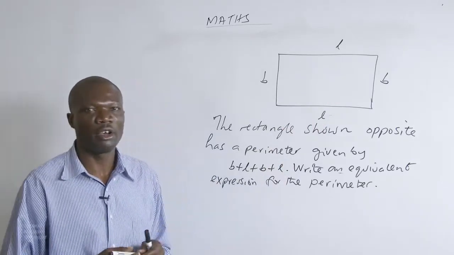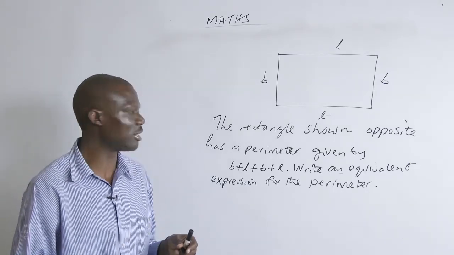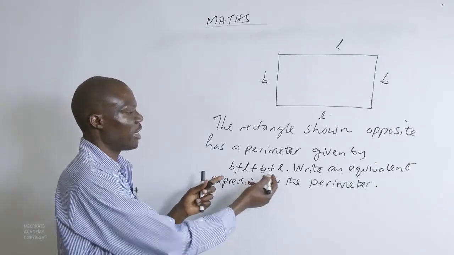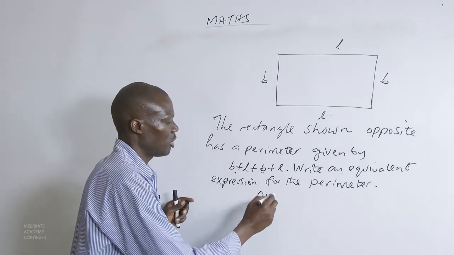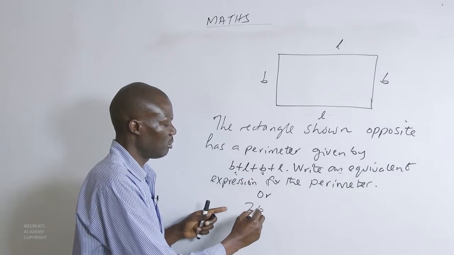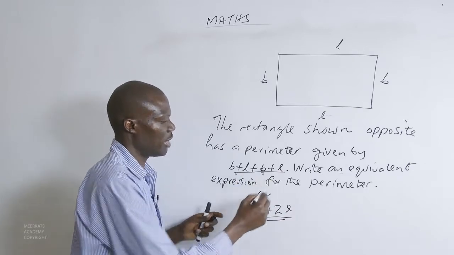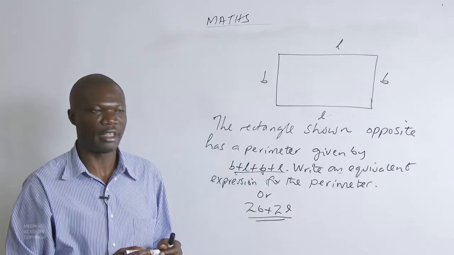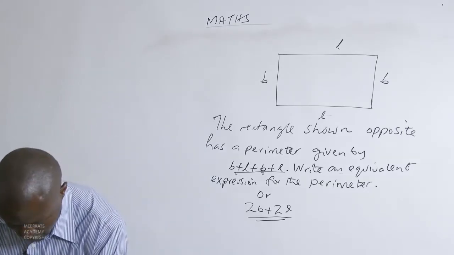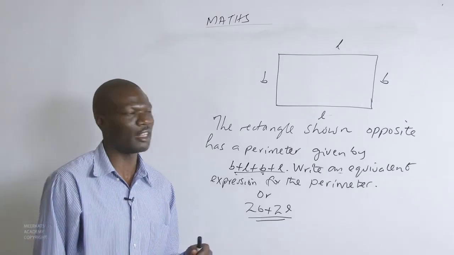So here, it is very easy to work out, as we shall be looking at the next subtopic, where we simply combine the like terms. So in this particular case, you will either have it this way, or we can simply say another expression. These are 2b's, let us say 2b plus 2l. Now this one and this one here are equivalent.